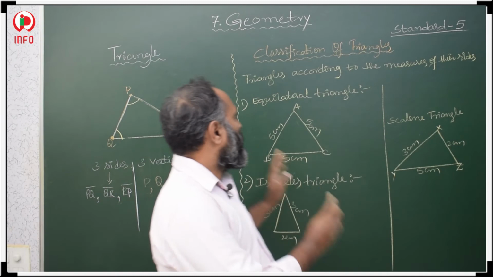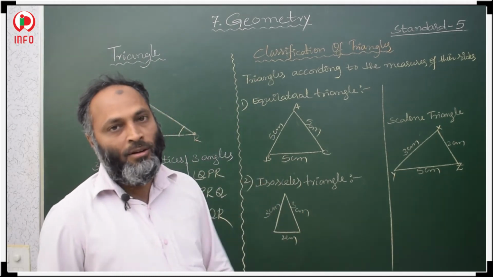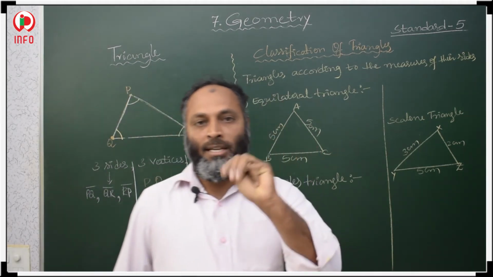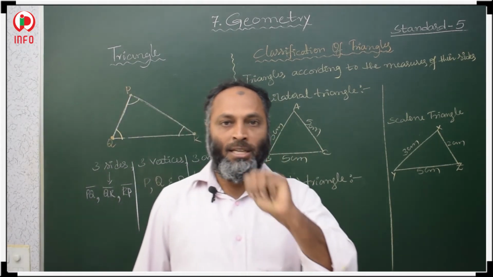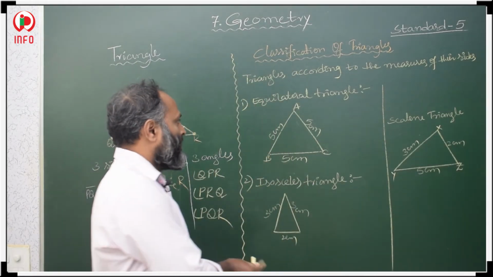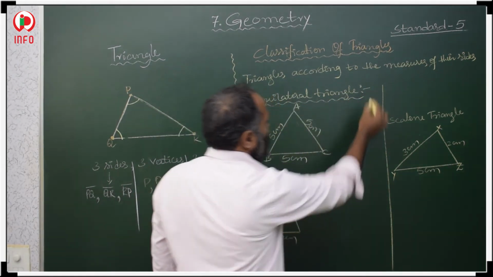Next, triangles according to the measure of the sides. According to the sides, the triangles are classified into 3 categories. How many categories? 3 categories. First category, equilateral triangle. Equi means all the 3 sides.